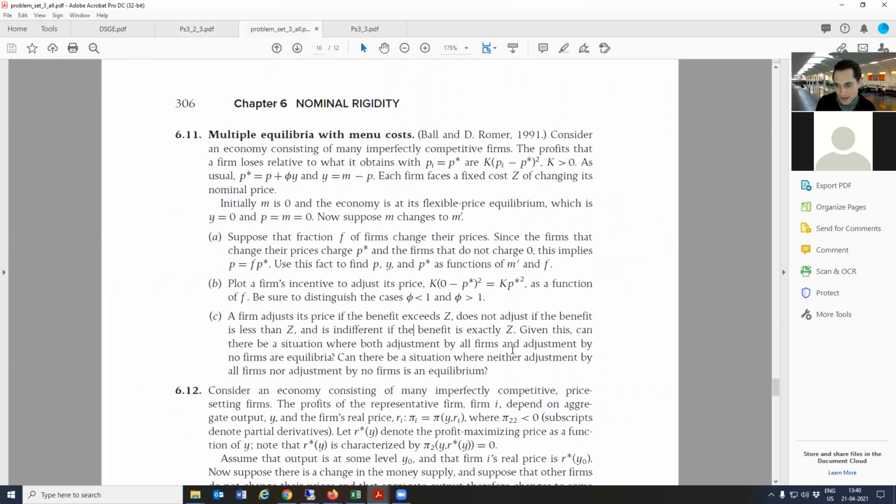They said, can there be a situation where both adjustment by all firms and adjustment by no firms are equilibria? The answer is yes. That was when phi is less than 1. Can there be a situation where neither adjustment by all firms nor adjustment by no firms is an equilibrium? Yeah, that's the situation where phi is greater than 1.